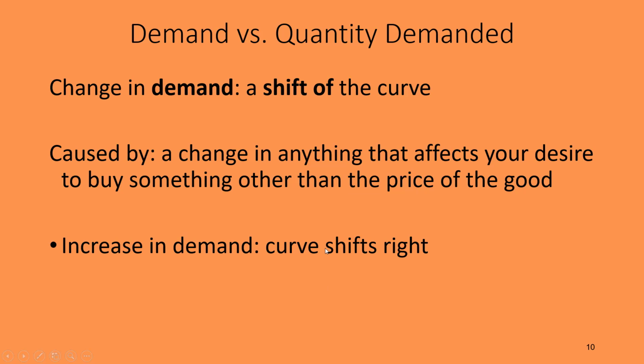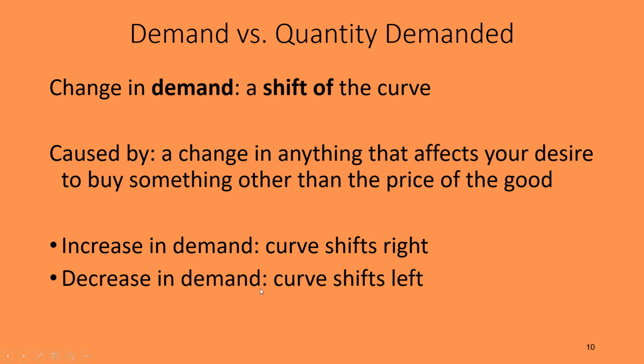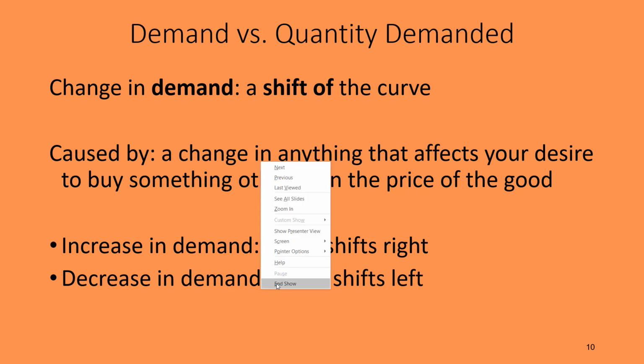So an increase in demand is going to cause the curve to shift right. Again, we read graphs from left to right, so all increases are movements or shifts to the right. A decrease in demand means that curve is going to pick up and shift to the left. So let's talk about some examples of what will shift this curve as well as what that's going to look like on this particular graph.